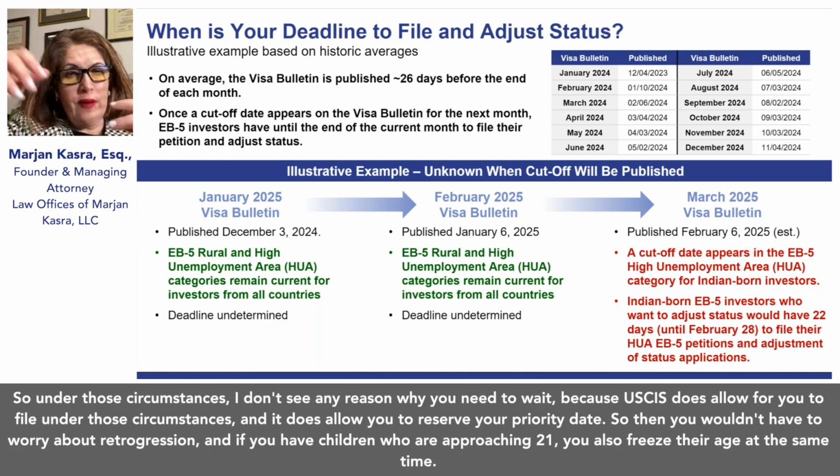Under those circumstances, I don't see any reason why you need to wait, because USCIS does allow you to file, and it does allow you to reserve your priority date. So then you wouldn't have to worry about retrogression, and if you have children who are approaching 21, you also freeze their age at the same time.